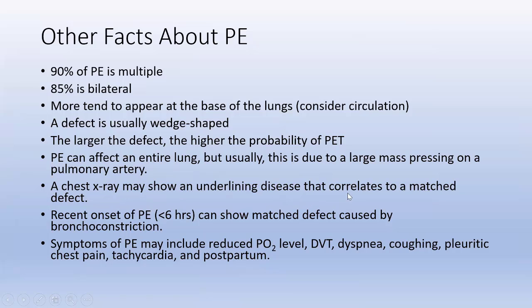Chest X-ray can show underlying diseases. I think I indicated that earlier. Recent onset of PE, less than 6 hours, may show a defect. And this is actually due to what we refer to as bronchoconstriction, because the lungs spasm right after that happens. And of course, we have lots of different things that can be symptomatic for PE, anything from reduced PO2, which is significant. We could have a DVT, dyspnea, coughing, pleurisy, chest pain, tachycardia, and of course, postpartum.